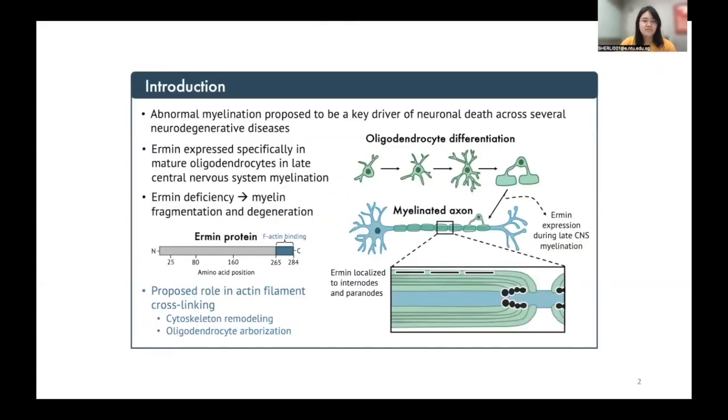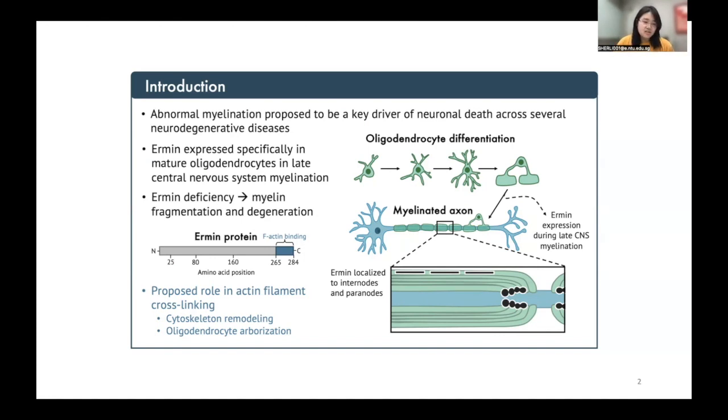So my project focuses on abnormal myelination, which has been hypothesized to be a key driver of several neurodegenerative conditions, including Alzheimer's disease, Huntington's disease, as well as multiple sclerosis. I'll be studying the Ermin gene, which is expressed specifically in mature oligodendrocytes during late central nervous system myelination. And this forms the myelin around axons of the brain and spinal cord.